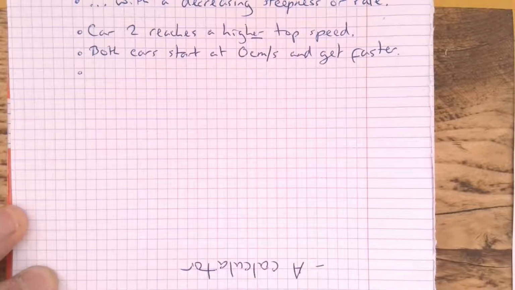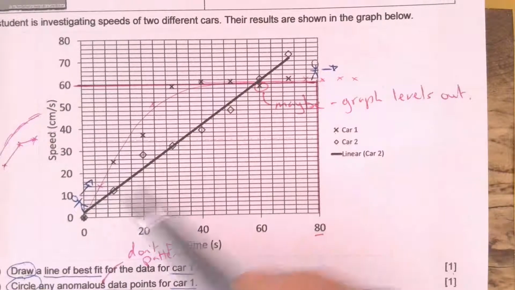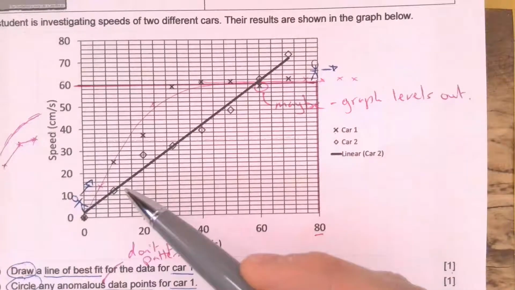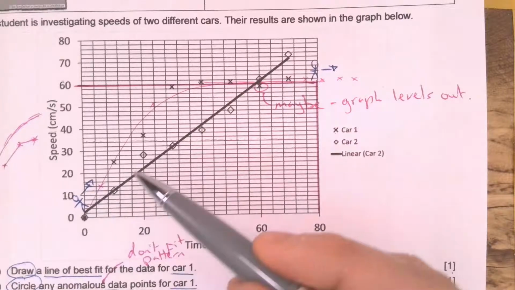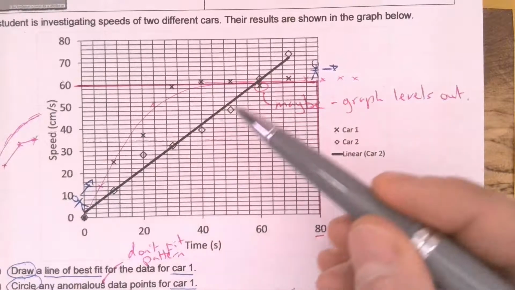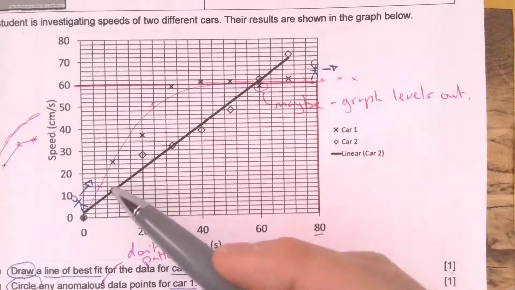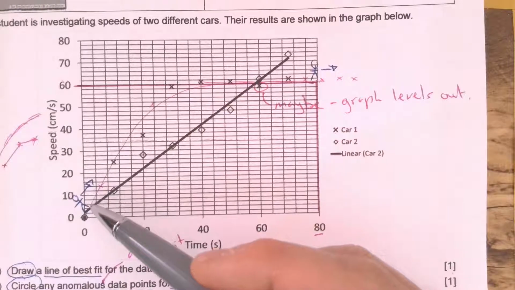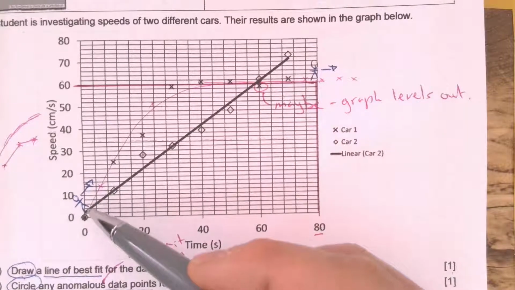And I need another comparison as well. Now I'm talking about the shape. I've already talked about the start, I've talked about the end, and it's the way they get there. So car 2, look, it's got a constant rate of change, constant steepness or rate of change. So it gets faster at a constant rate, whereas car 1 does not.